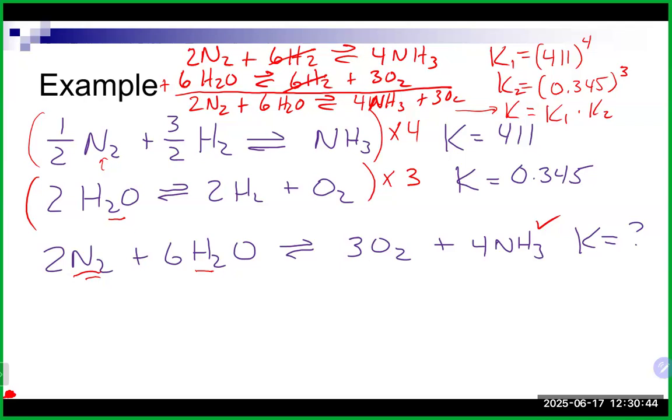So we'll take 411 and I'm going to take it to the 4th power. That gets you something like 2.85 times 10 to the 10. And we'll take 0.345 and cube it, and that's going to get you something like 0.041. We are again going to multiply those together, not add them.